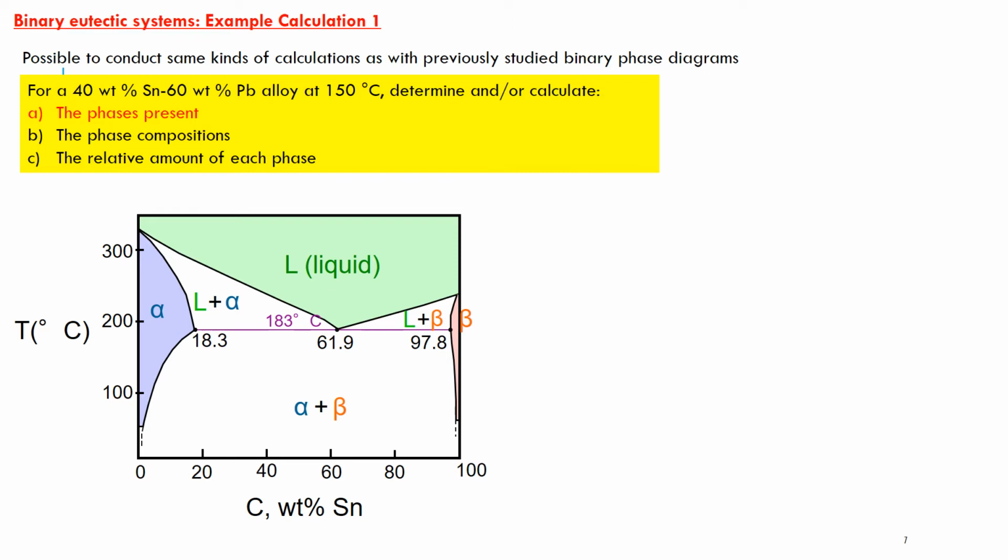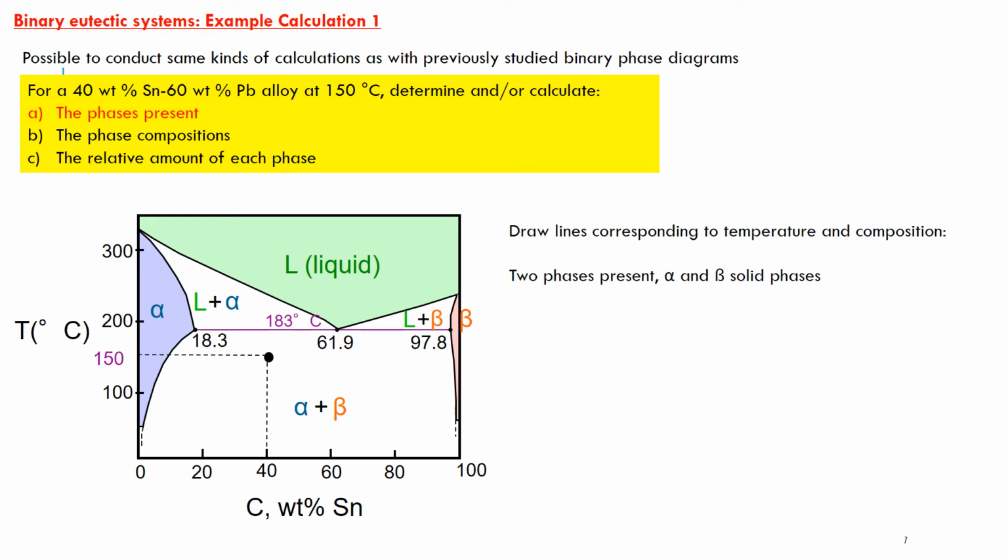Let's imagine we have a 40 weight percent tin system, and therefore a 60 weight percent lead alloy, and that is at 150 degrees Celsius. And let's try and calculate first the number of phases that are present. Well, we draw our coordinates. We draw lines that correspond to both the temperature and the composition. And in this case, that's 150 degrees Celsius and 40 weight percent tin. So we've got our coordinates, and we know that we are in that two-phase region, which is composed of an alpha and a beta solid.